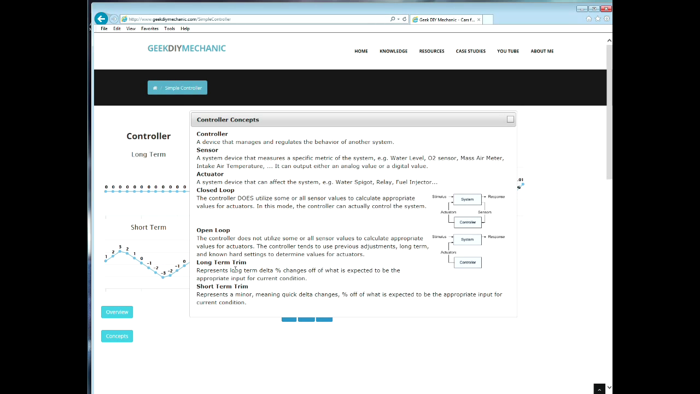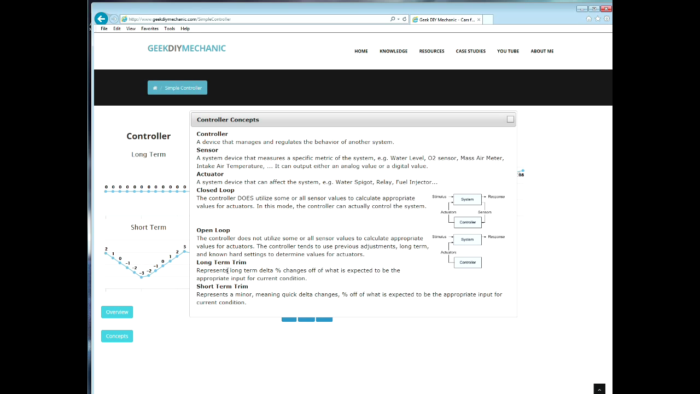Long-term trim and short-term trim. This is commonly used in automobiles. When I've written other controllers, I didn't use this technique, but I wanted to implement it in this one because that's used in cars. So long-term tends to be stored in flash or is remembered. If you don't know what that is, it's just remembered when you restart the computer. It's like writing it to your hard drive, quote unquote.